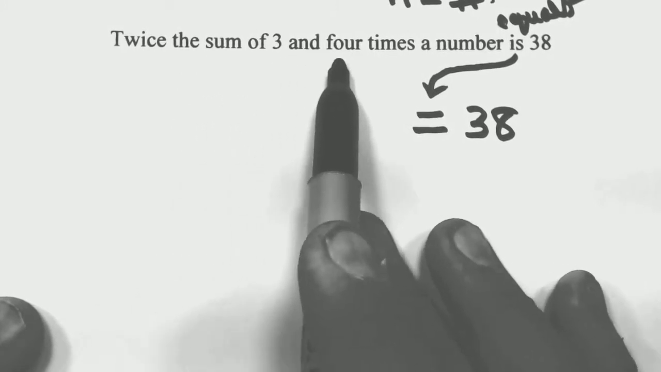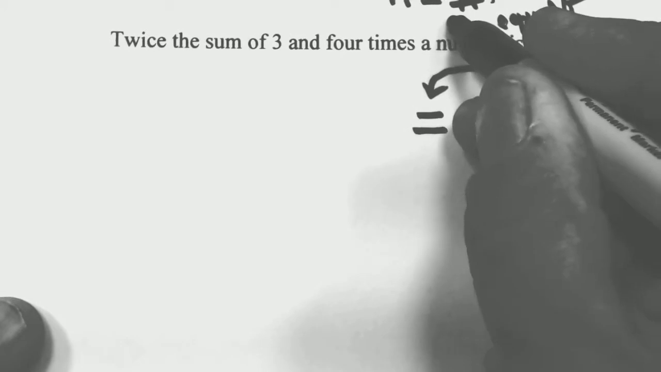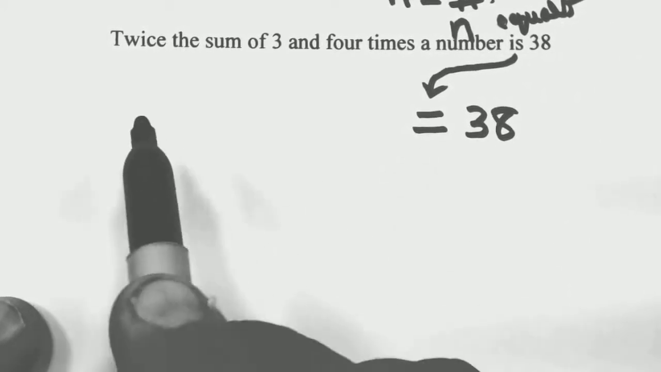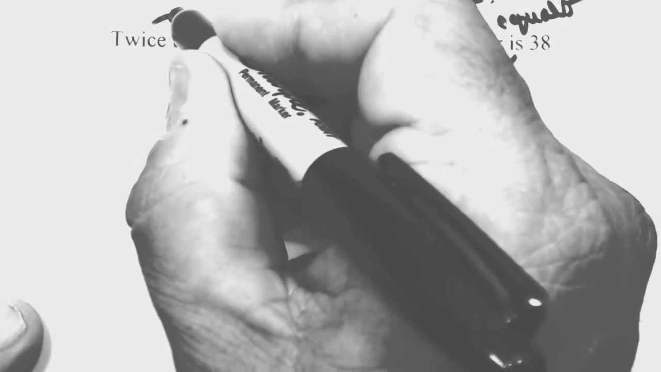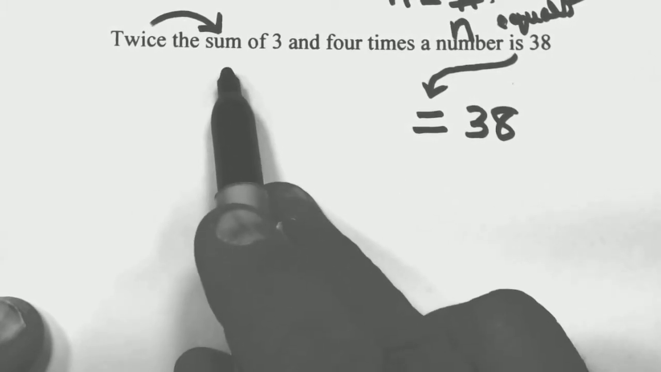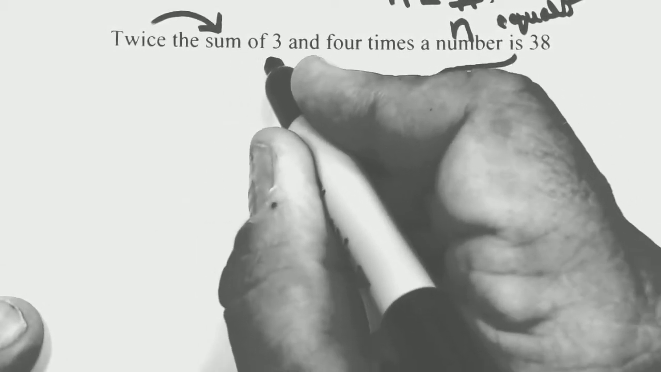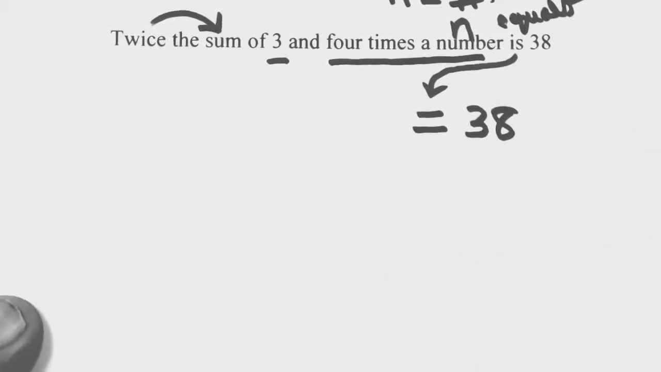But now, let's take a look and see what we have on the left here. Twice the sum of 3 and 4 times a number. Well, we want to find out what that number is, so let's say I use n again for the variable for that. But now, let's look at what's happening here. Twice means we've got to multiply somebody by 2, but who do we have to multiply by 2? We have to multiply this sum by 2. Well, sum, of course, means that we are adding together some things. And what are we summing here? Well, we're summing 3 and 4 times a number.